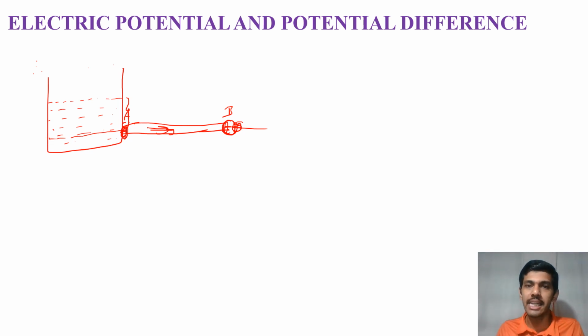Similarly, in the case of a wire, if we assume that this is one end of the wire and this is one more end of the wire, end A and end B, then we can say that there is a flow of current in this particular wire only when there is a difference in the number of charges between end A and end B. So how this particular difference can be brought about is the question.